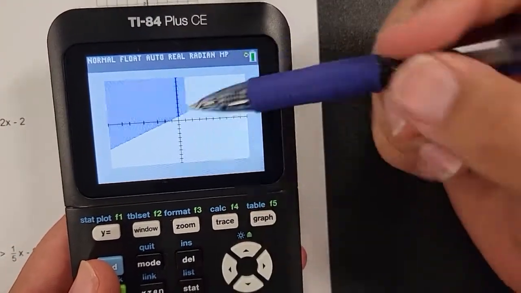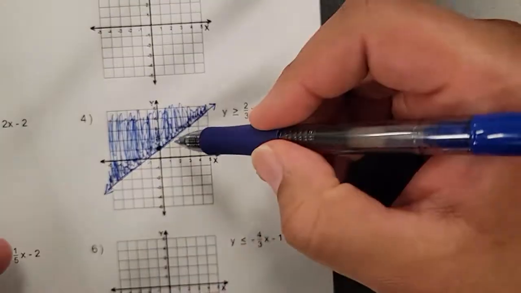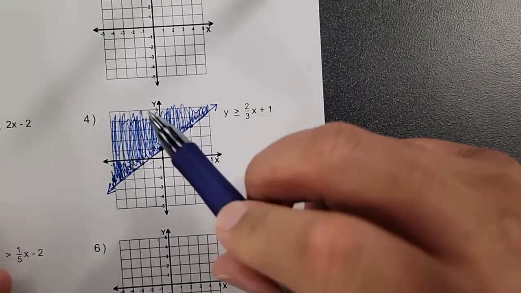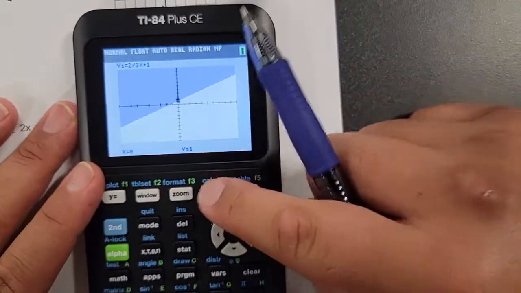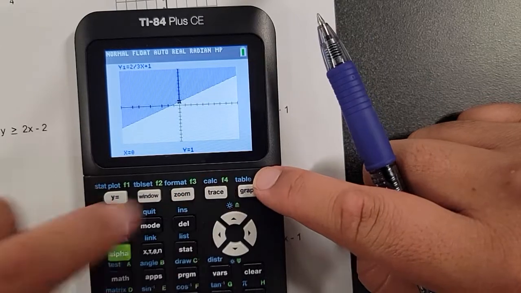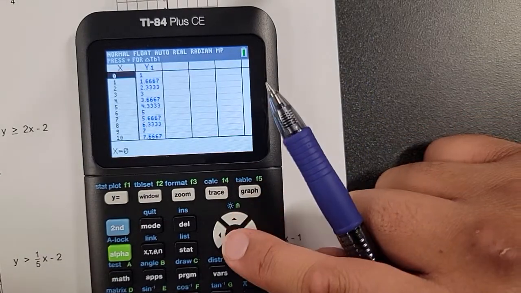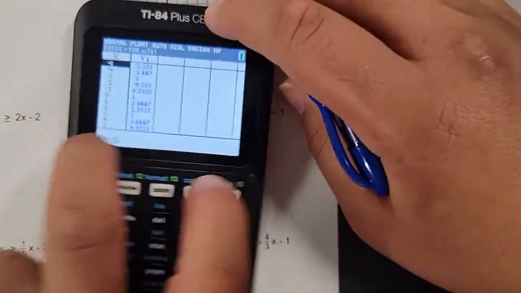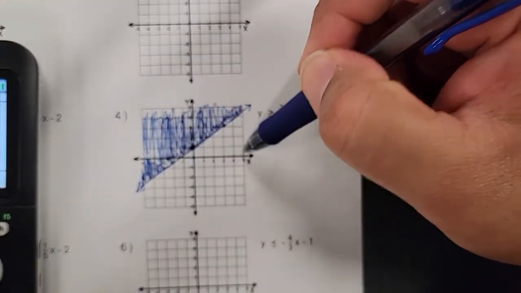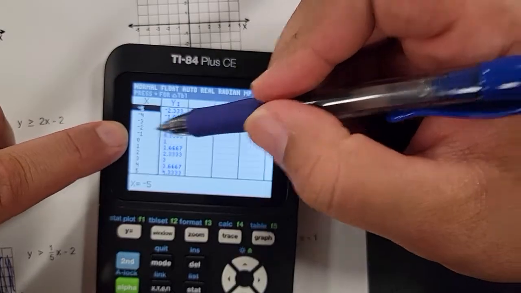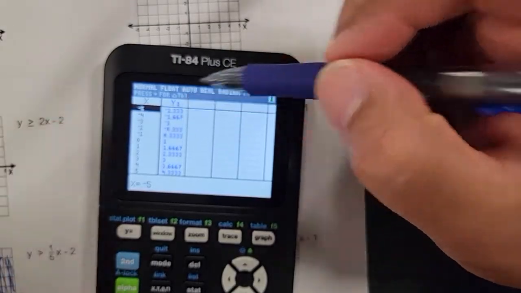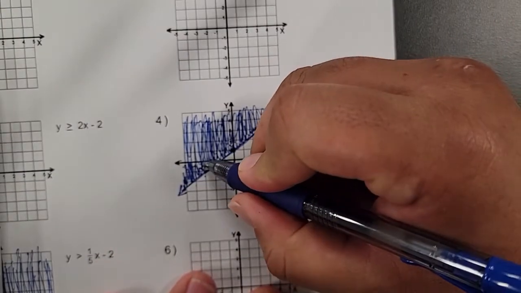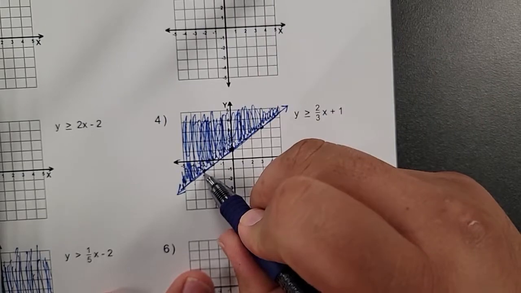So when I push trace, I'm going to get this one, 0, 1. That's a point on the line. And we need to get some other points here. And the way you do that, you can actually just go to the table, guys. You see this where it says table? If I push second table, all these graphs are from -5 to +5, right? So I'm going to look for whole numbers. I see a whole number, -3, -1. So I'm going to go to the left 3, -1, so that's a point.